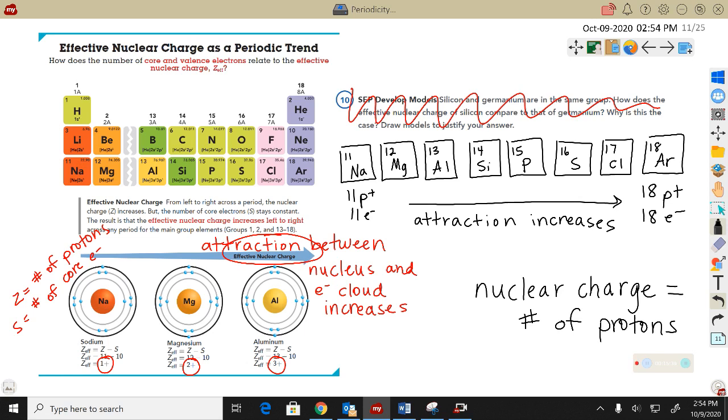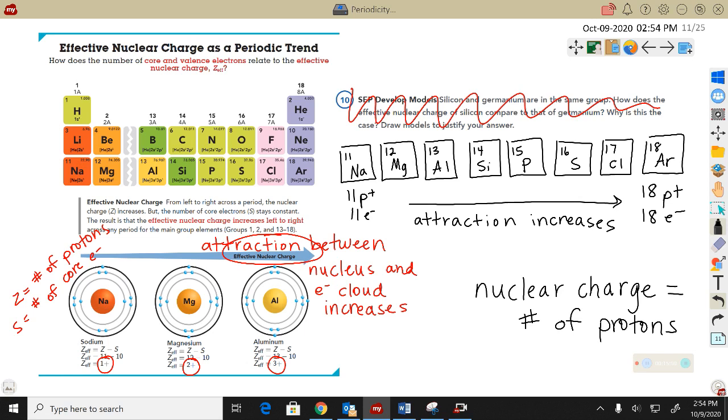But I will ask you, of sodium, silicon, and argon, which atom is going to have the strongest attraction between its nucleus and electron cloud? Explain why. And then we're going to say, oh, because argon's got more protons and electrons, the charges are higher, that's a stronger attractive force.